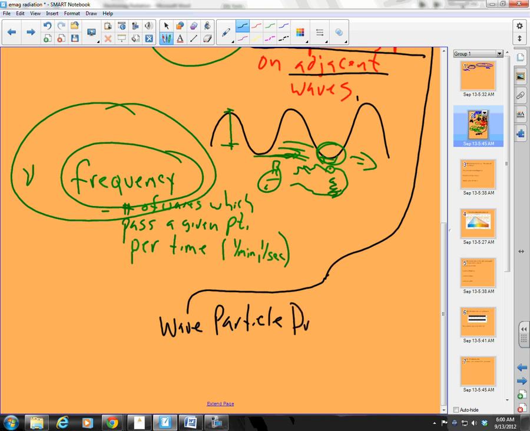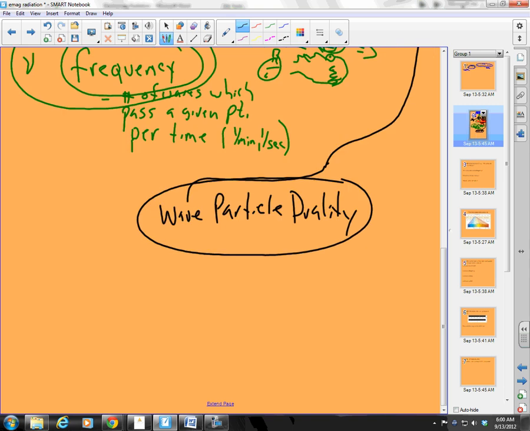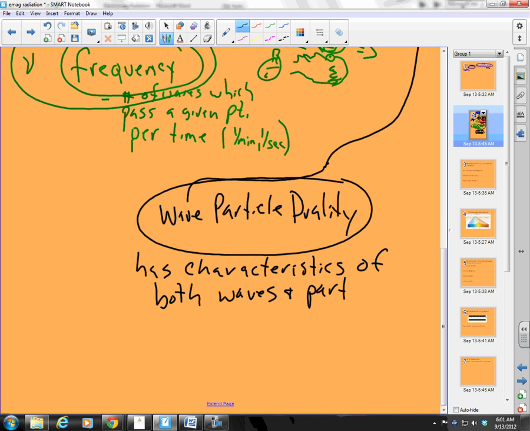duality. What does that mean? Well, a wave particle duality means that electromagnetic radiation has characteristics of both waves and particles. It's not a wave, it's not a particle, it's light. It's electromagnetic radiation and it has characteristics of both.